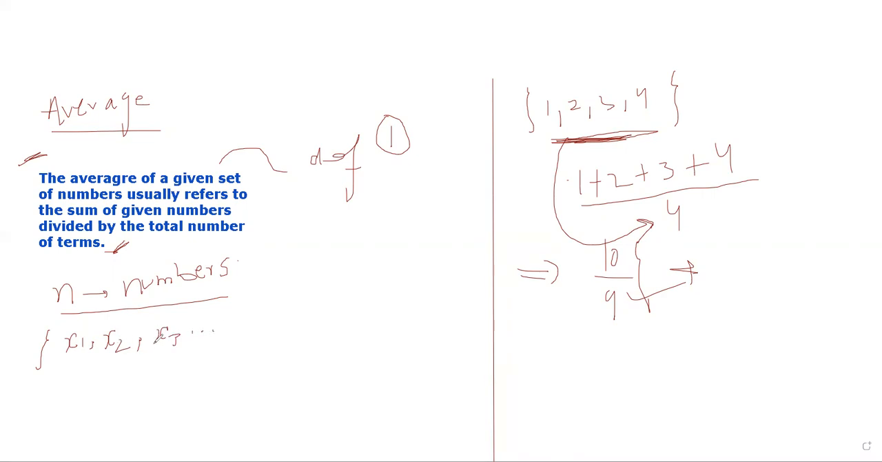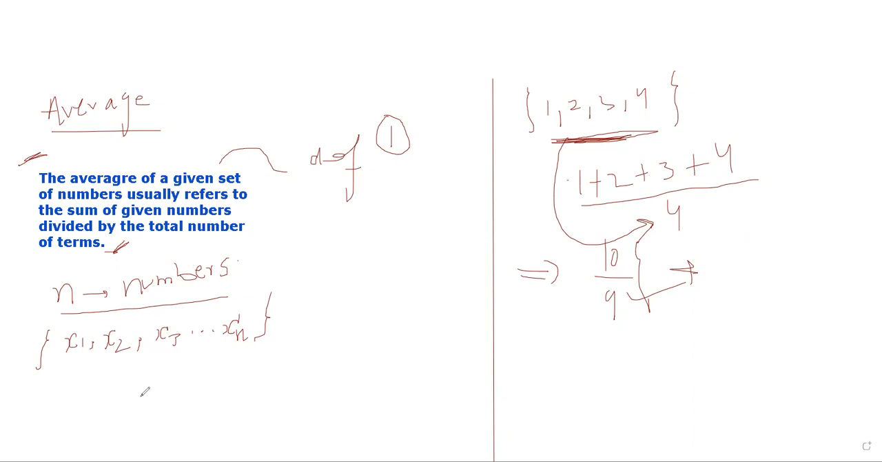So on, means I have various types of numbers till xn. Is it clear? Till xn. Xn means this is the last number, which we don't know really what number it is. Is it clear? And someone is asking me how we can calculate the average for these numbers?